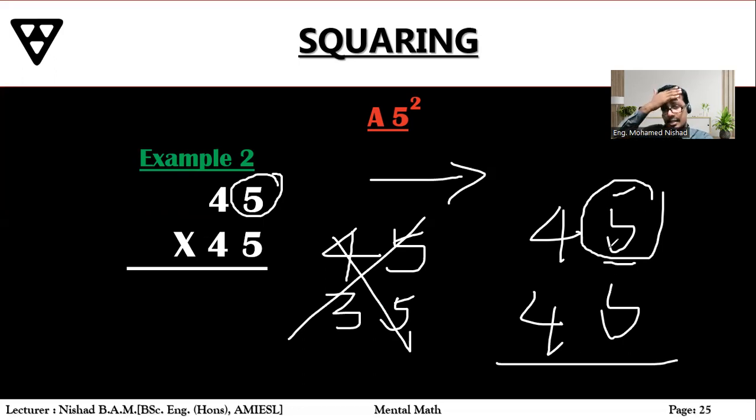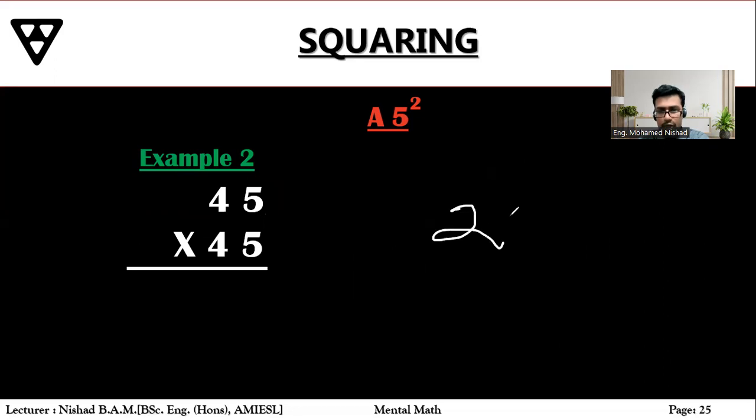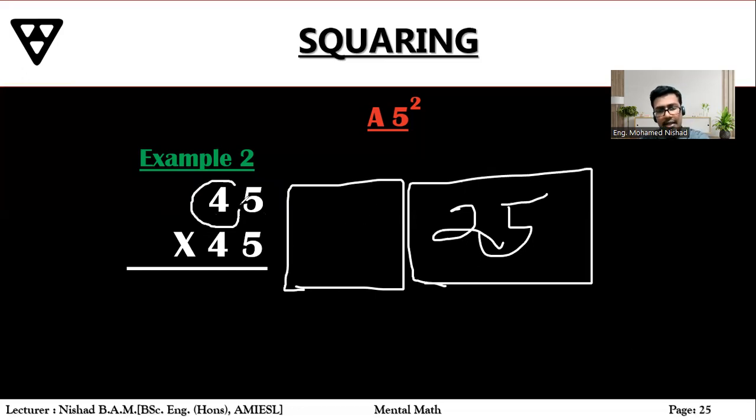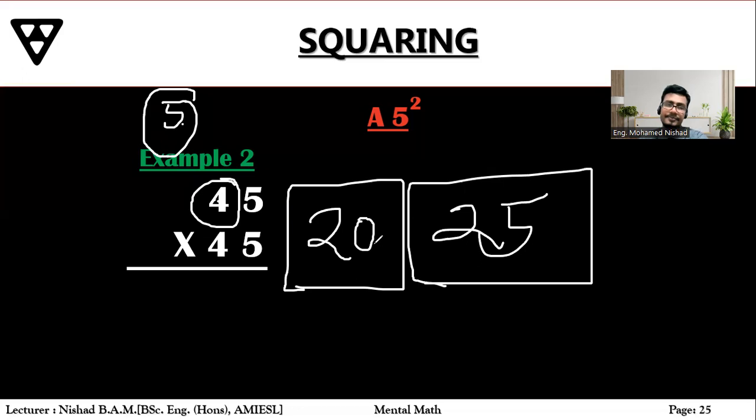Why? Because we have a simple technique that can be applied for this multiplication or squaring, right? What we have to do is always put 25 at the end, like this, always. And then we need to find the first digits. It's very simple. We take this 4 and just add 1 to that 4. So it will be 5. And then we multiply that 5 and this 4. So 5 times 4 will be 20, and that is the answer.